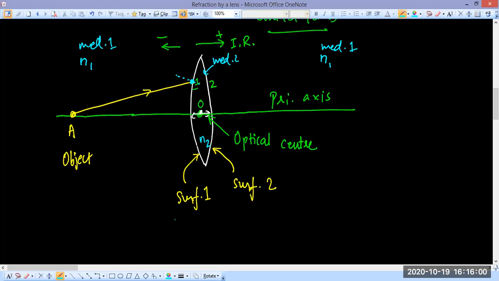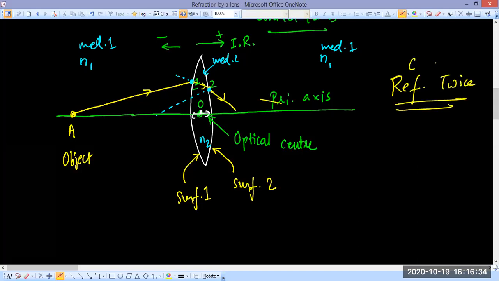I want you to understand that it will bend here, and then once again when it comes and hits this surface, surface number 2, there also it's going to bend. So there will be refraction again there, which means refraction happens twice. Maybe like this. I'm just drawing a rough sketch. But it will bend twice. Is it clear that there will be refraction twice in a lens? Is this clear, everyone? First time on surface 1, and then second time on surface 2.